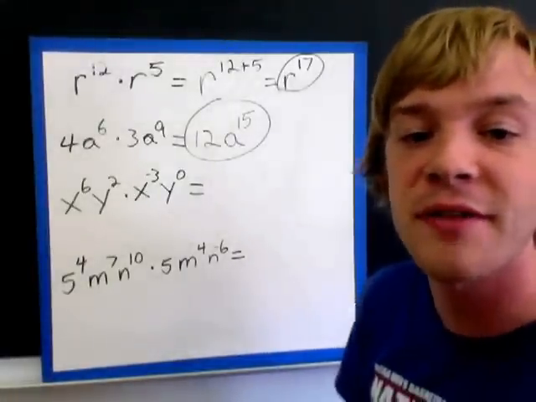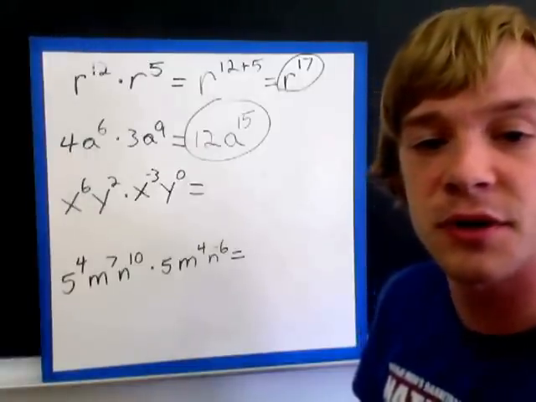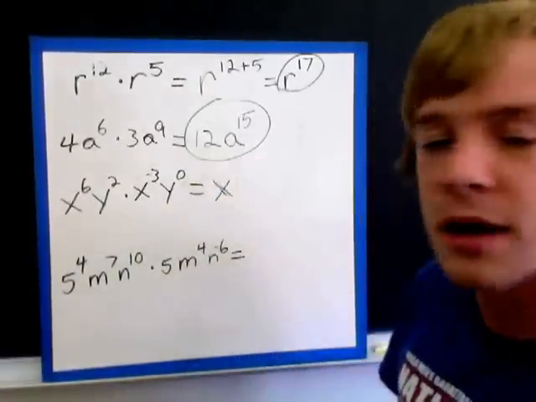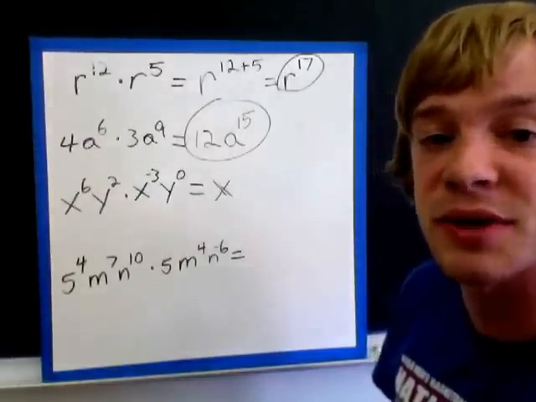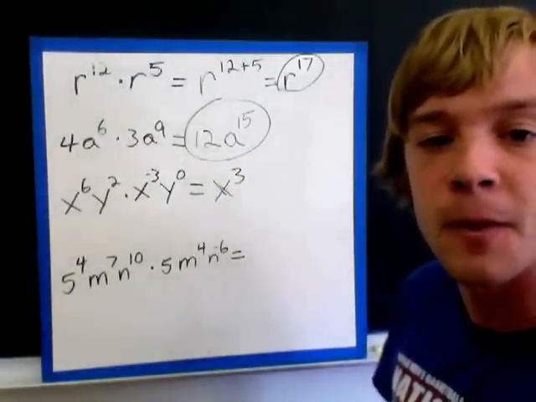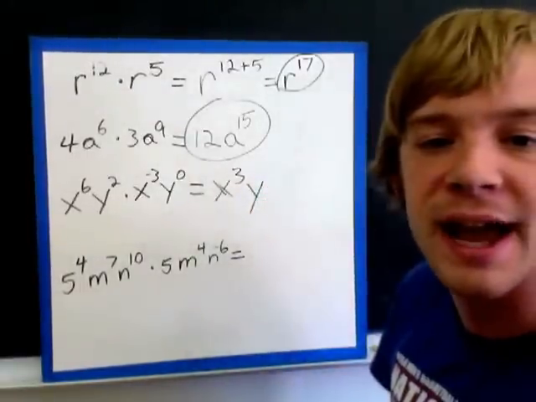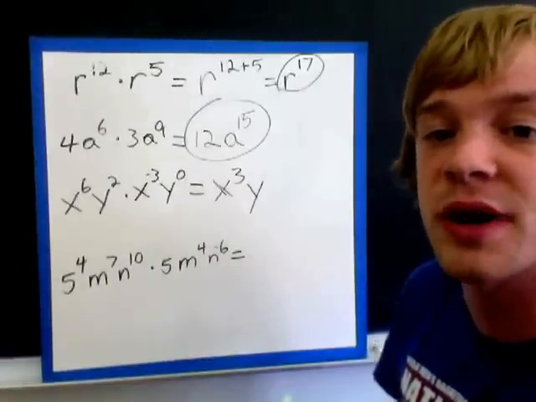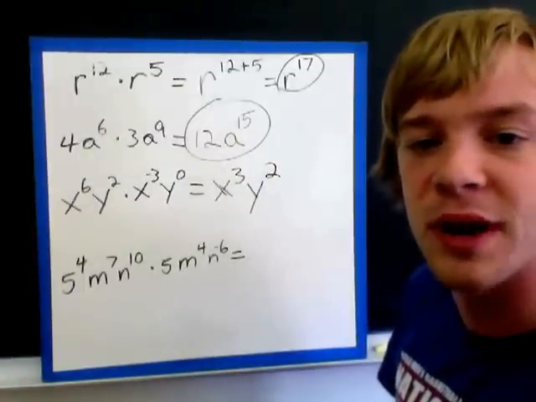With the third example here, I don't have any numbers, so I can just go straight into the x's. I have x to the 6th and x to the negative 3rd. We keep our base of x, and we add our powers. 6 plus negative 3 is the same thing as 6 minus 3, and 6 minus 3 is 3. So I have x to the 3rd power. With the y's, once again, keep the same base of y, and I add 2 plus 0. Well, 2 plus 0 is just 2, so I still have y squared. So this is my result, x to the 3, y squared.